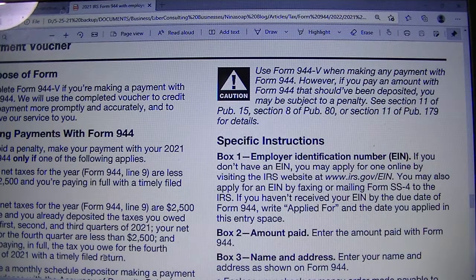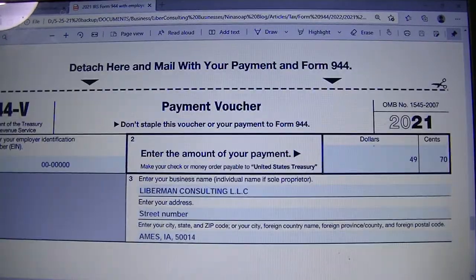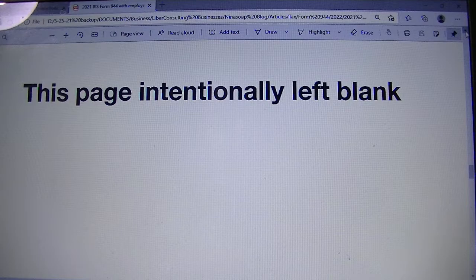I think other than that, if your fourth quarter is more than $2,500 or the whole year is more than $2,500 and you have not made any deposit, maybe a good idea to make a deposit. Because our tax liability is $49.70, which is less than $2,500, we are going to make payment with the tax return. Therefore, we completed the voucher. If you made a deposit or you intend to make a deposit, do not complete the voucher. Your tax return ends with this page intentionally left blank.